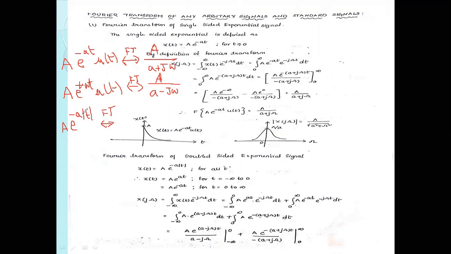Here e power minus, the t values are on the left side of the S-plane. Given the signal x of t equal to a into e power minus of minus t, meaning left-sided, it becomes a into e power plus at. The range is from minus infinity to 0.